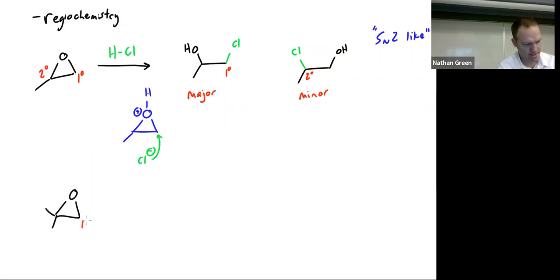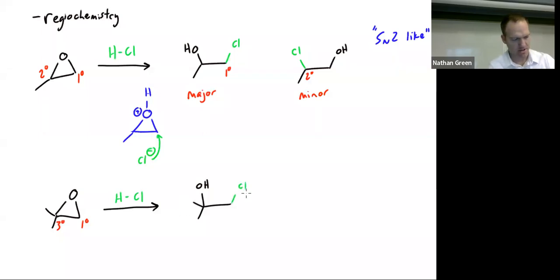Carbon on the right is still primary. Carbon on the left is tertiary. If I react this with HCl, it is not the same anymore. I can make two possible products. The OH can end up on the more substituted carbon with the chlorine on the less substituted carbon, or the chlorine can end up on the more substituted carbon with the OH on the less substituted carbon.